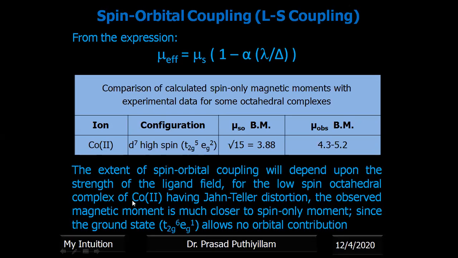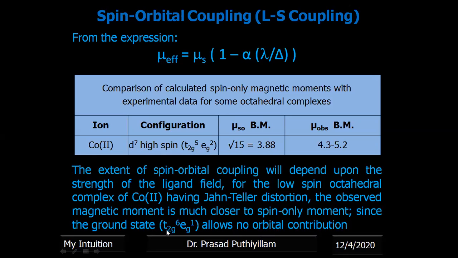For the low spin octahedral complex of cobalt 2 plus, or copper 2 plus complex with high spin values is given, whereas for low spin value, which is having the Jahn-Teller distortion, the observed magnetic moment is much closer to the spin only moment, since the ground state allows no orbital contribution. So if it is a low spin octahedral complex, then cobalt 2 plus we will write as t2g6 eg1. This you can cross check in my previous classes, how with a low spin complex or based on the ligand, how the electronic configuration is written.